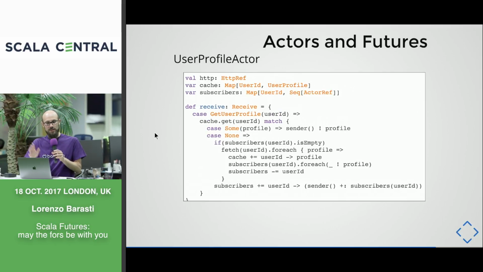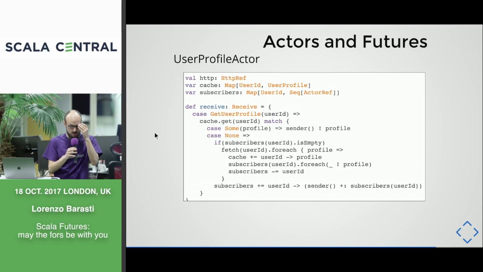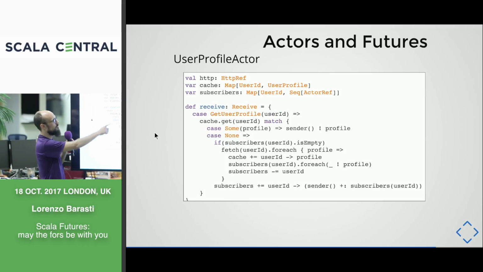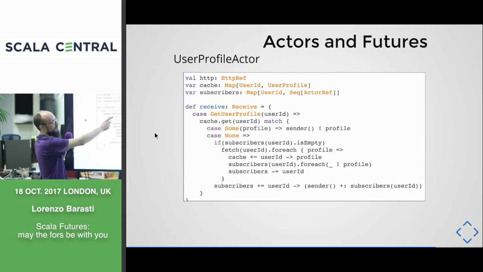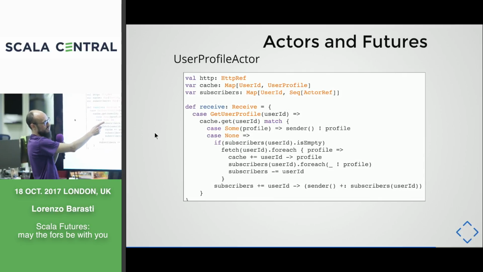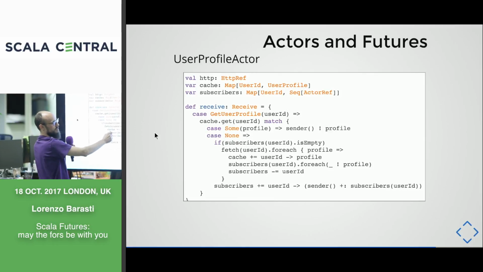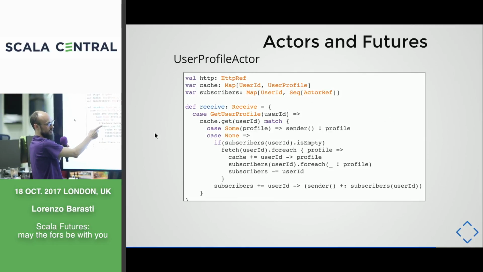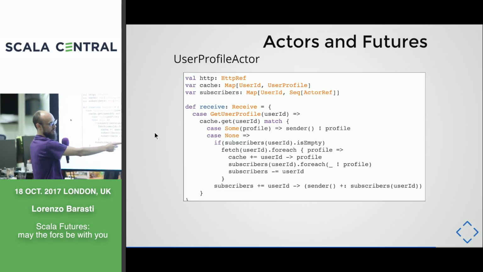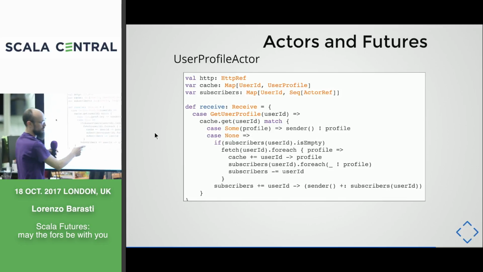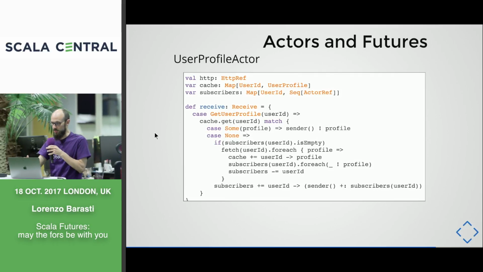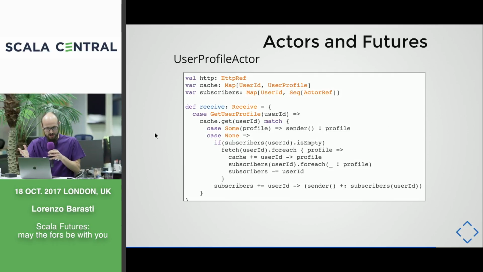So there's a bit of a more complex implementation where we try to address this. We have a bunch of subscribers. If the profile is there, then we just return it. If the profile is not there, and we are the first one asking for a particular user ID profile, then we fetch. If that's not the case, then we just append a subscriber to our subscribers for that particular user ID. Is there any issue with this?